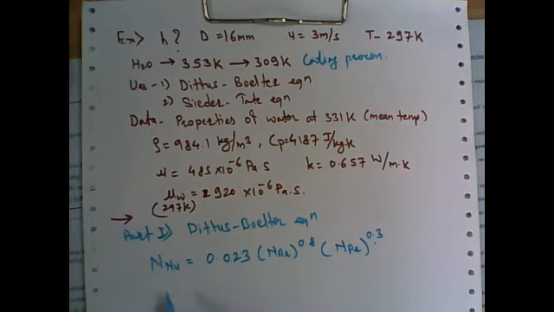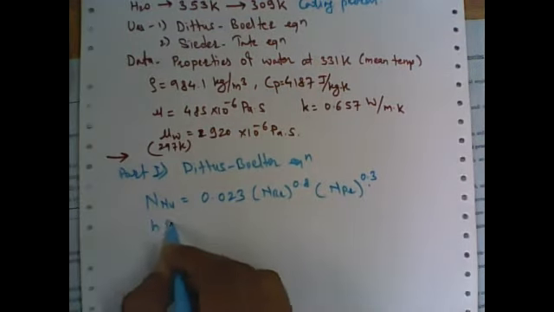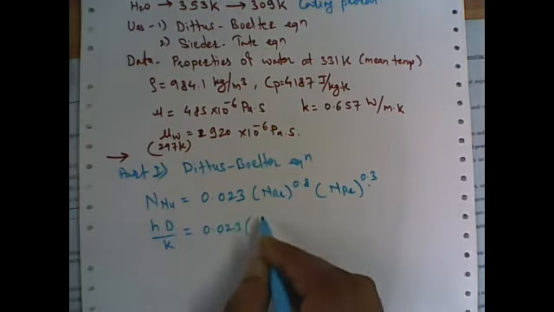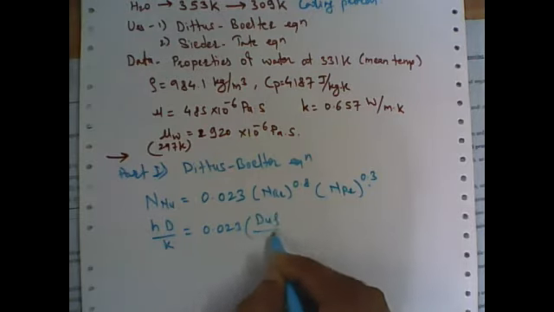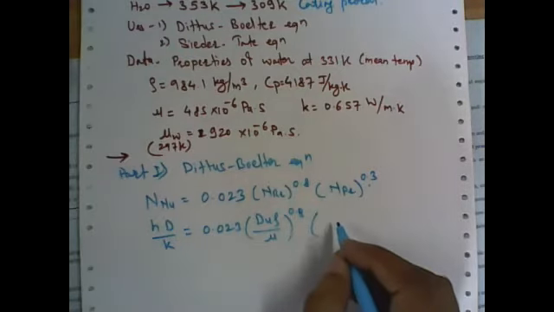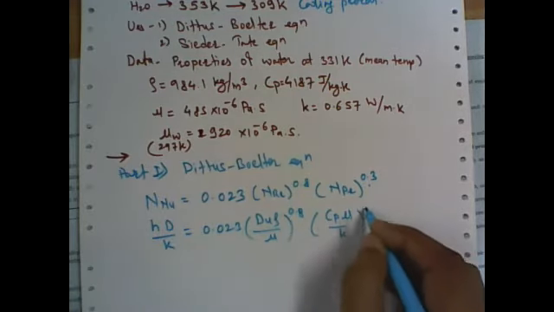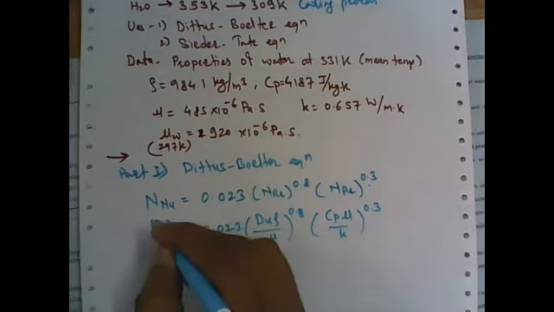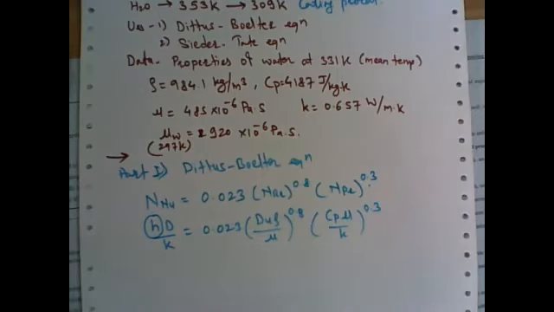Now this Nusselt number can be written as hD by k, equal to 0.023. NRE is nothing but du rho by mu raised to 0.8. Then NPR is Cp mu by k raised to 0.3, right? So we have to calculate this h. So h is unknown. Now we have to check whether all the parameters or data are given or not.